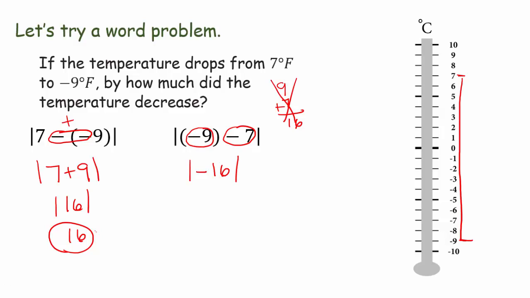There's our scrap work. Absolute value of a negative. The definition for absolute value is just a distance. So that would be from 0 to negative 16, which would be 16 units on the number line. So that's 16. And again, we can verify that here. 7 to 0 is 7 units. From 0 to negative 9 is 9 more units. So that becomes 16 units as that distance.